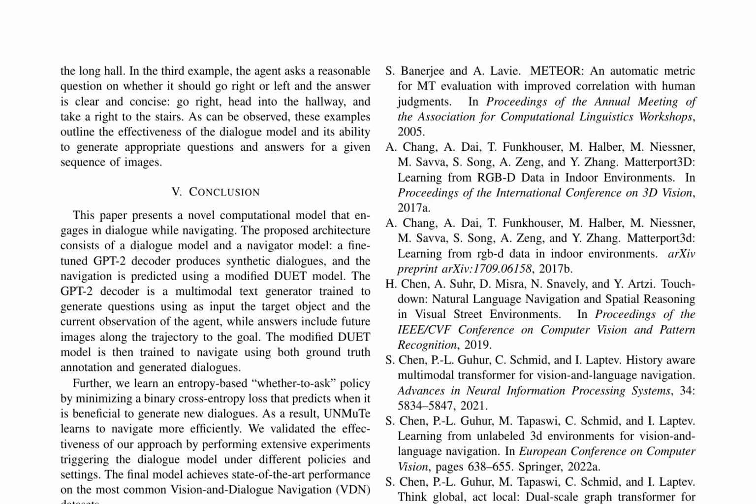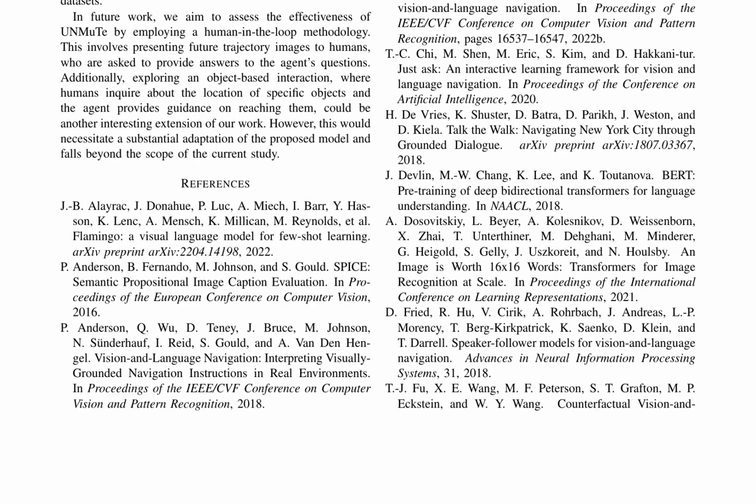This paper presents a novel computational model, UNMuTe, which engages in dialogue while navigating through an environment. The proposed architecture consists of a dialogue model and a navigator model. The dialogue model, a fine-tuned GPT-2 decoder, generates synthetic dialogues, while the navigator model, a modified DUET model, predicts navigation using both ground truth annotation and generated dialogues.